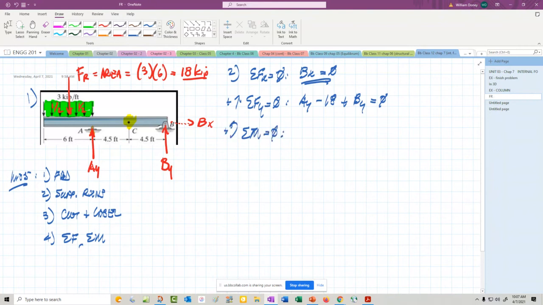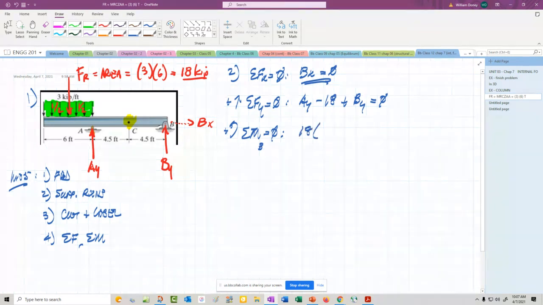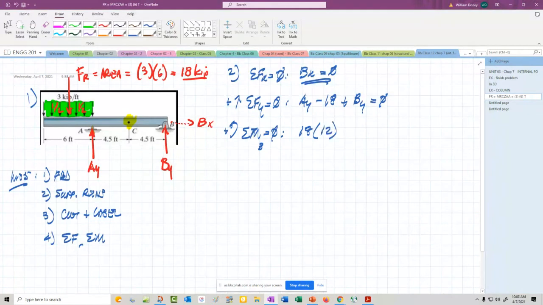Positive counterclockwise. And we can find the moments at B, or we can find the moment about A. Really doesn't matter. Let's just choose B here for the sake of solving it. I'm going to have 18 times 9 minus AY times 9 equals 0. That tells me that AY is going to equal 18 times 12 divided by 9. I get 24.